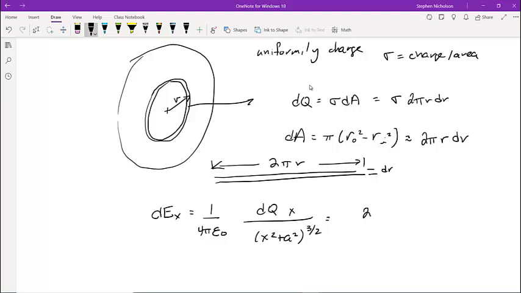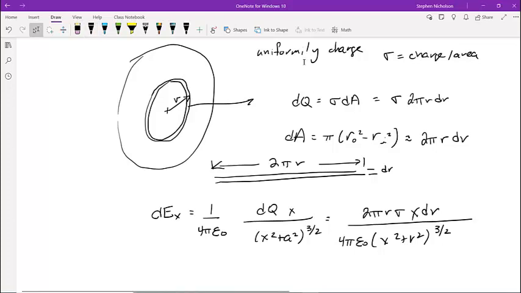So what we end up with is 2 pi r sigma times x times dr. I'm putting the dr at the end. So that's the new numerator. And in the denominator we have 4 pi epsilon 0 times x squared plus r squared to the 3/2 power. So for a given radius of this differential ring, that's what the differential electric field is.